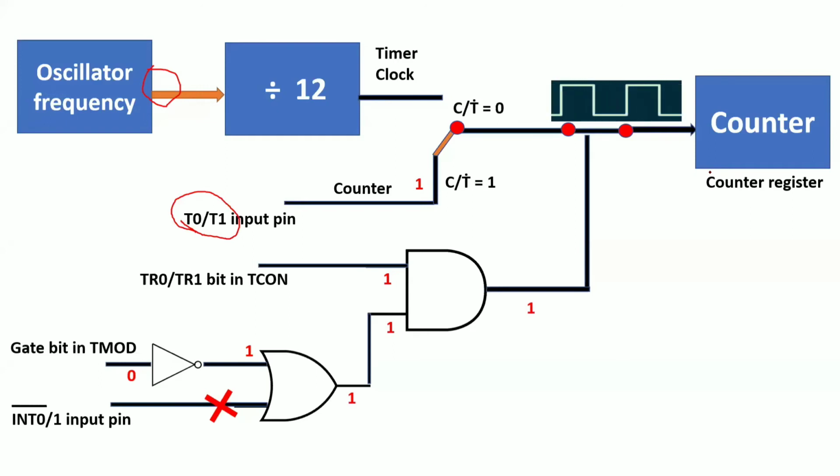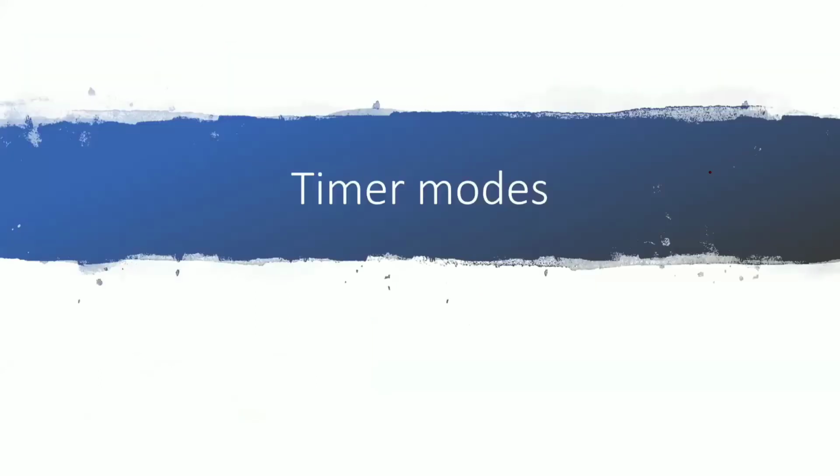Internally. And the next one is your timer modes. These are the most important modes of your timer. The first mode, I am sure you know, there are 4 modes. To control these 4 modes, we have 2 mode bits, M0 and M1. Now what is the first mode?